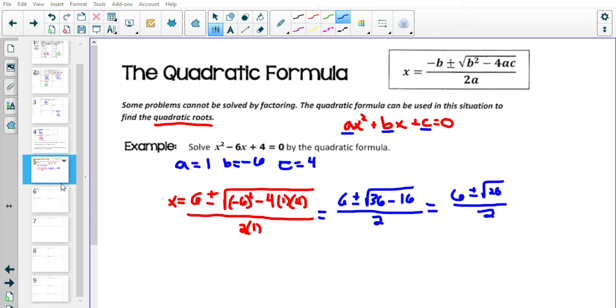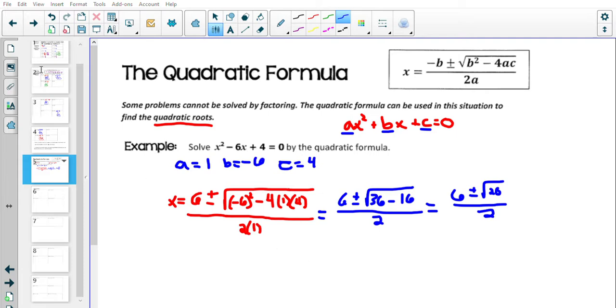So what I'm going to do is I have 6 plus, and then I'm going to do the square root of 20. And then what I'm going to do is I'm going to highlight the entire thing and hit divide so that I can do the entire thing underneath, and I'm going to divide that by 2.